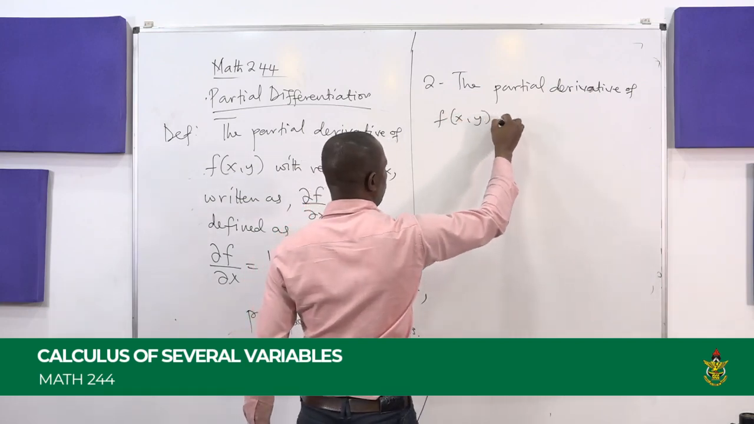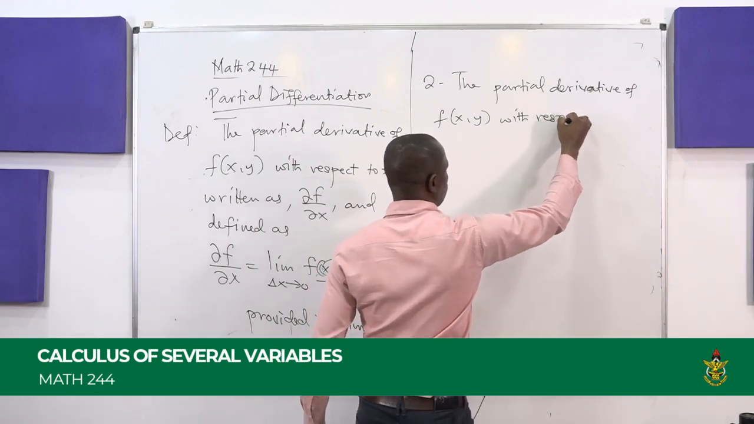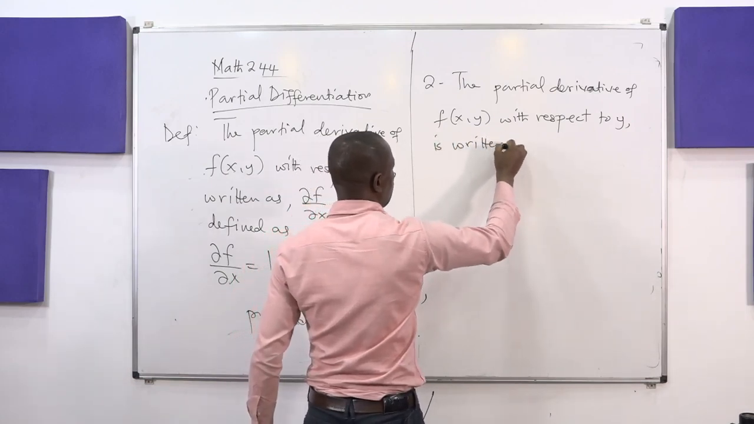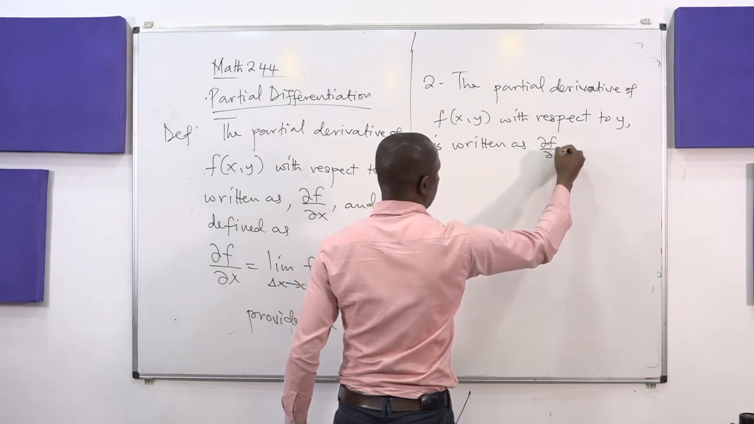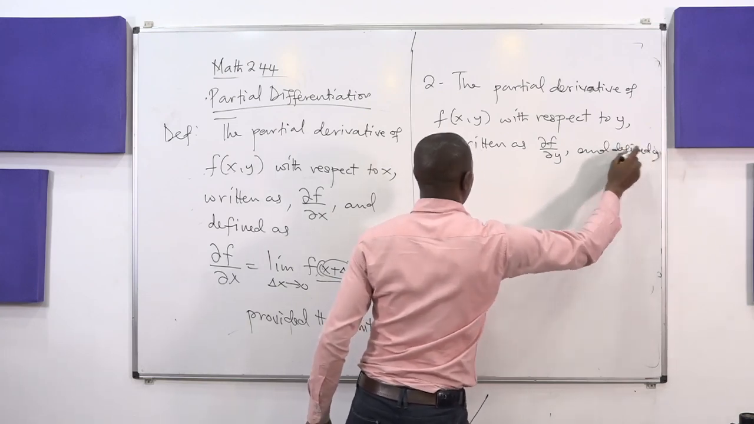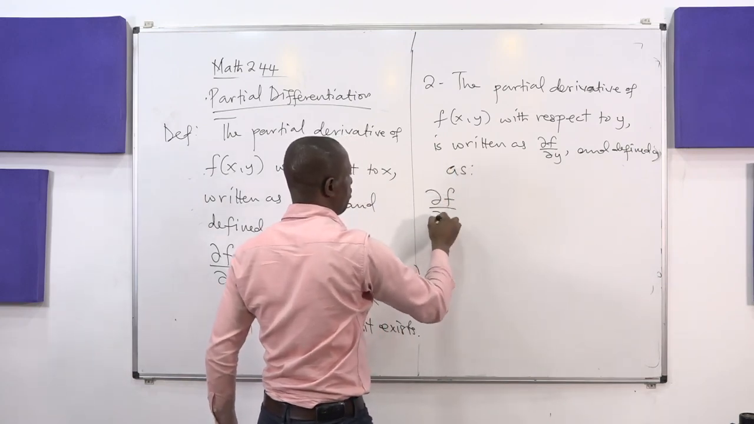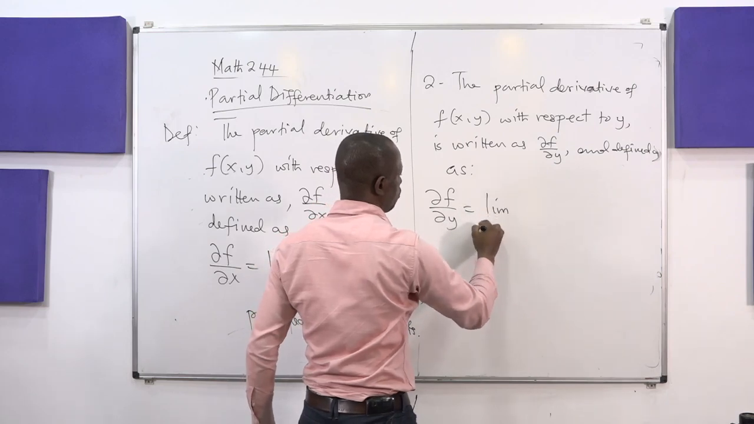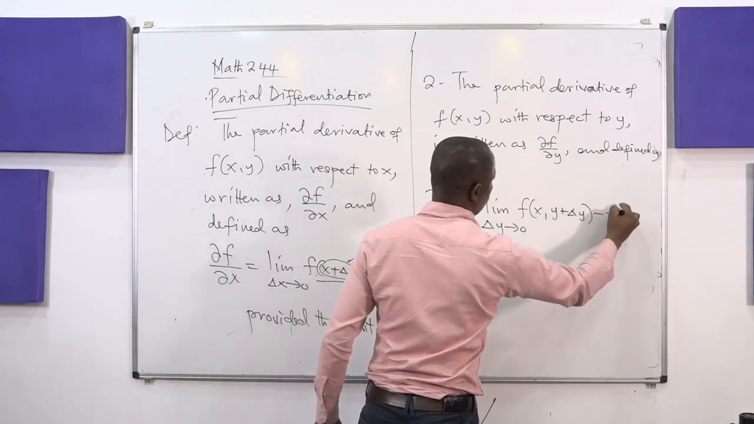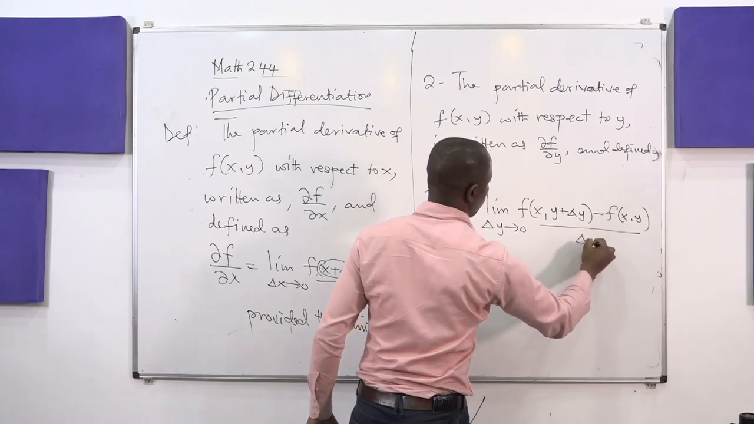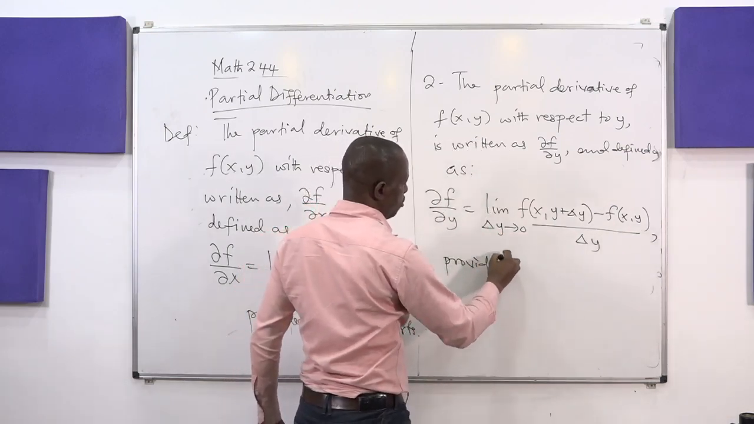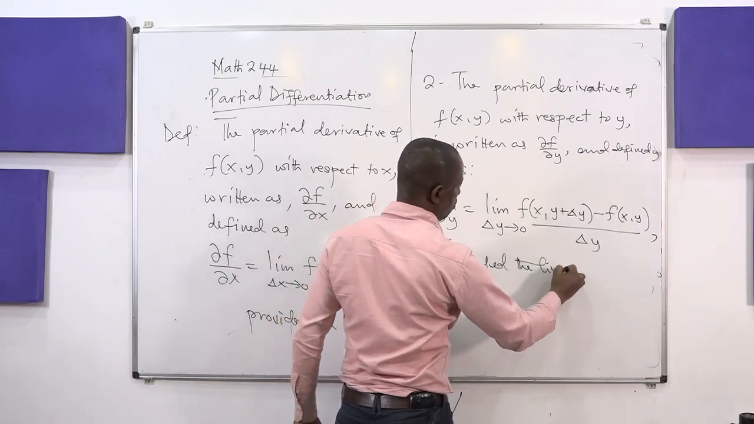The partial derivative of f of x, y with respect to y is written as partial f with respect to y, and defined as partial f with respect to y equals the limit as change of y approaches 0 of f of x, y plus change of y, minus f of x, y, over change of y, provided the limit exists.